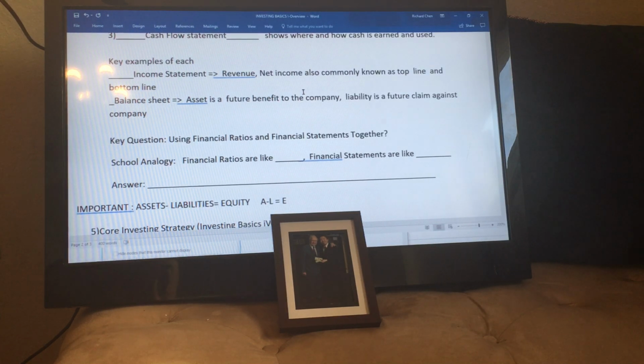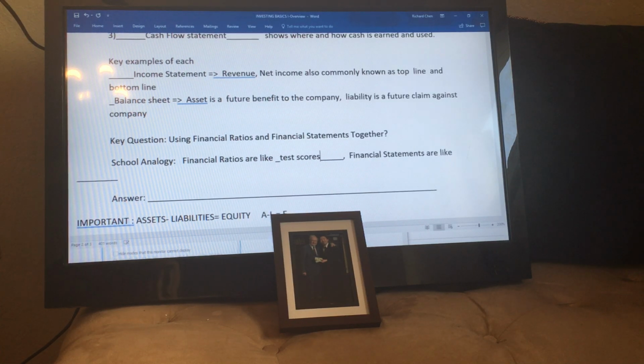So financial ratios, if you compare accounting or investing to school, and the student is like the company, are like a student's test scores, right? Financial ratios take a snapshot. What is the company's capacity and well-being at this time? How well is it doing at this time? Just like a student, how are they doing academically? You take a test, and it's a snapshot on a given day.